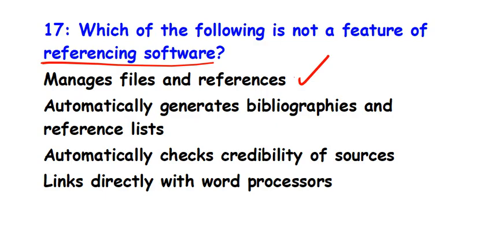Then automatically check credibility of sources, links directly with word processors. Okay, so automatically generating bibliographies and reference lists is very important. I'm trying to check the last one. Automatically checks credibility of sources, links directly with word processors.